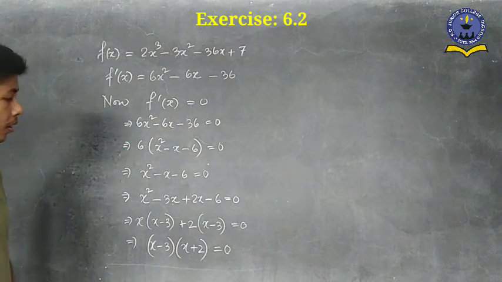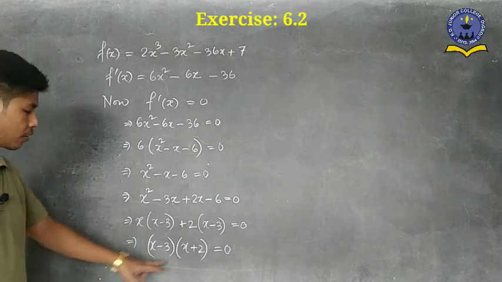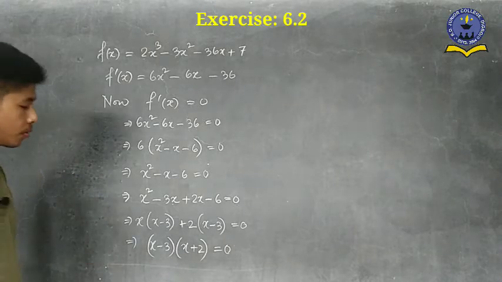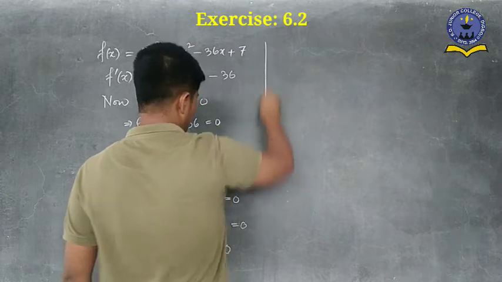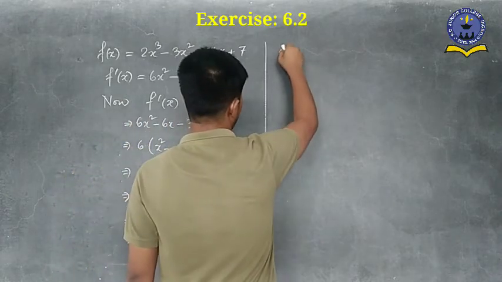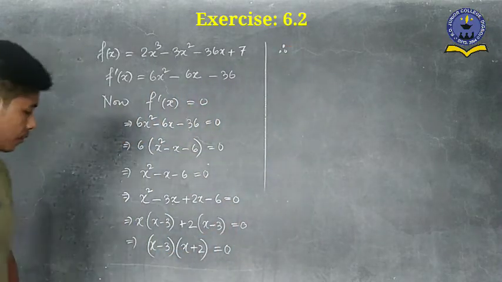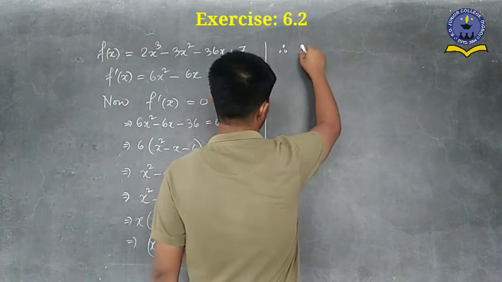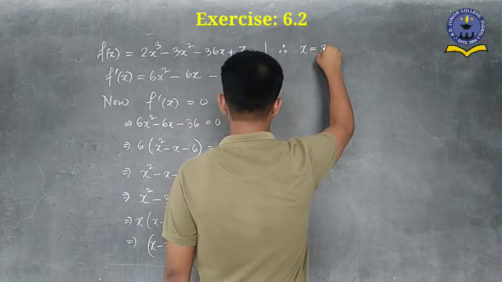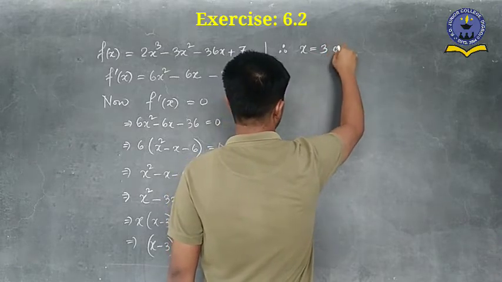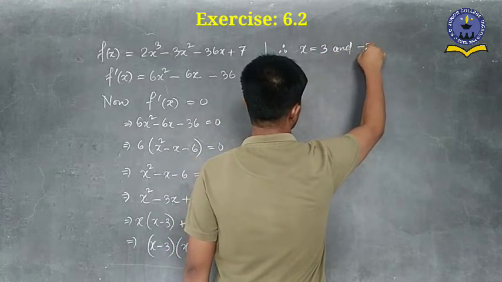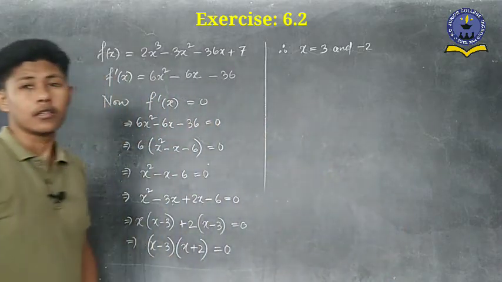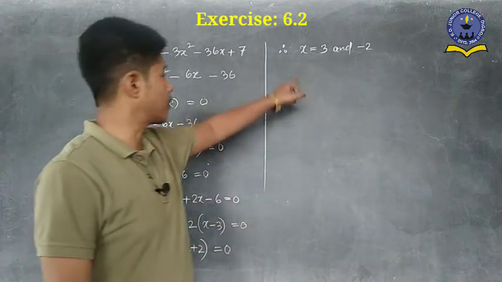And from here we get the value of x. x equal to 3 and x equal to minus 2. So therefore we get two values from here, and these two values are x equal to 3 and x equal to minus 2. Is it clear? These two x values we get.